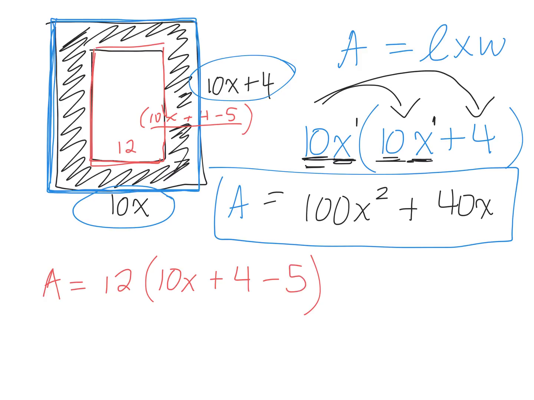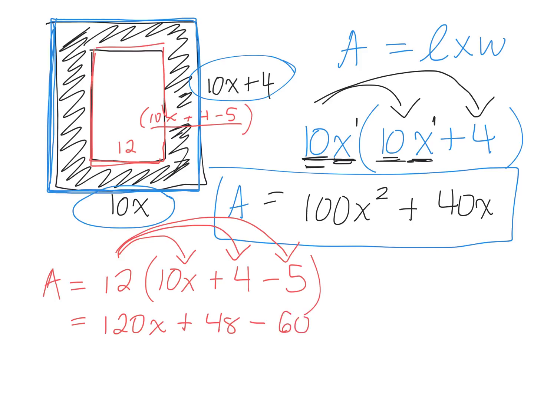So I need to multiply 12 times 10x, which is equal to what? 120x. What's 12 times positive 4? 48. And what's 12 times negative 5? Negative 60. But can I simplify this? Can I do 48 take away 60? Can I make it shorter? Yes or no? Negative 12. So the area of the inside is 120x take away 12.